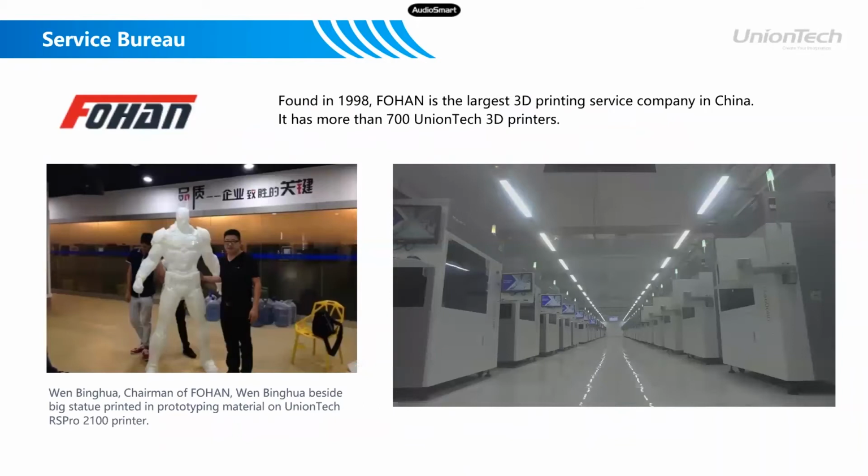Okay, now we come to the section of case studies. Fuhan is actually the largest 3D printing service company, or the largest printing service bureau, in China. It has more than 700 sets of UnionTech 3D printers.